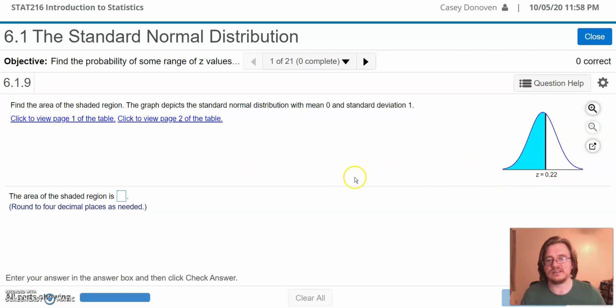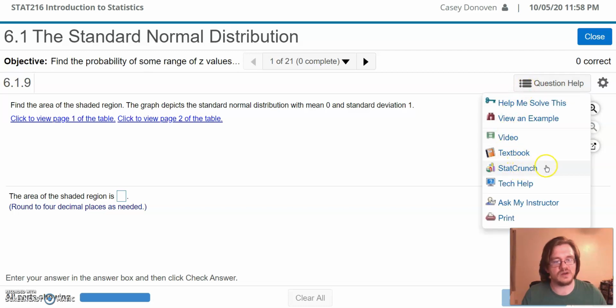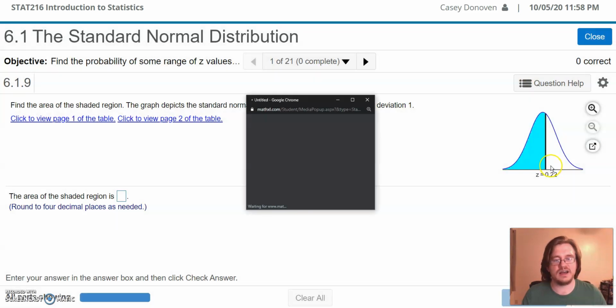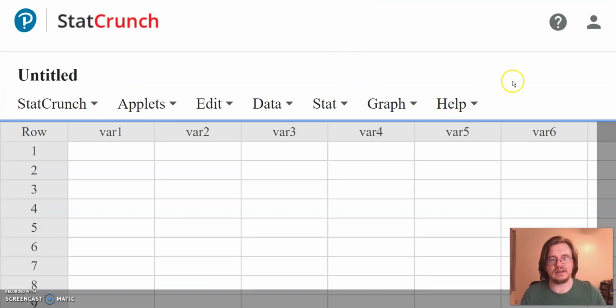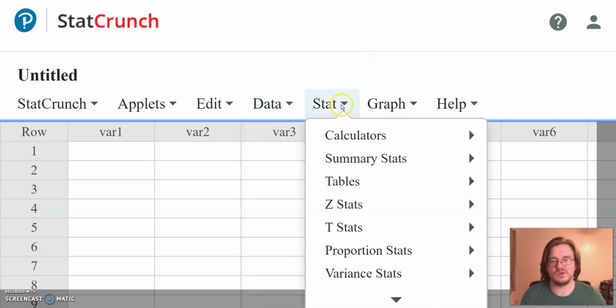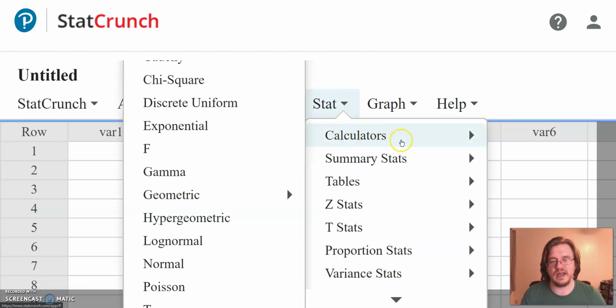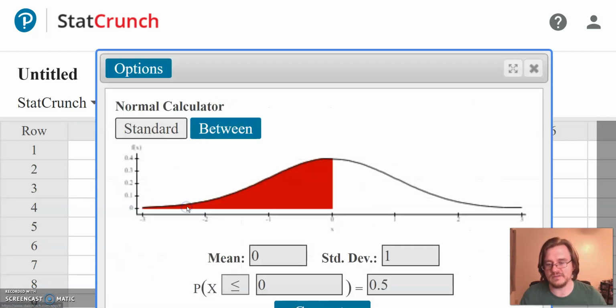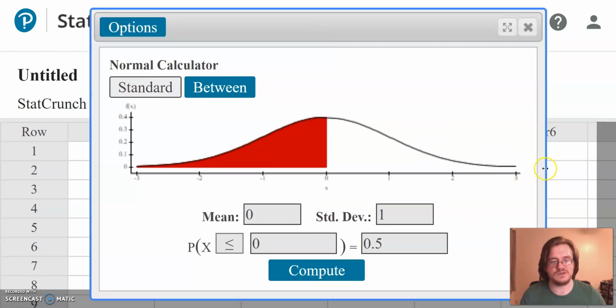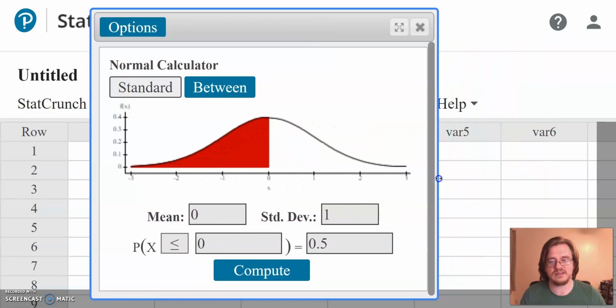So you can see that there's no link directly to StatCrunch, but if you go to question help, we can go to StatCrunch here and open this. And I've zoomed in a little bit so it's easier to read, but what we'll do is we will go to statistics, calculators, and there is a calculator for the normal distribution. And I think that this is a lot of fun. It just gives you the picture that you want to calculate.